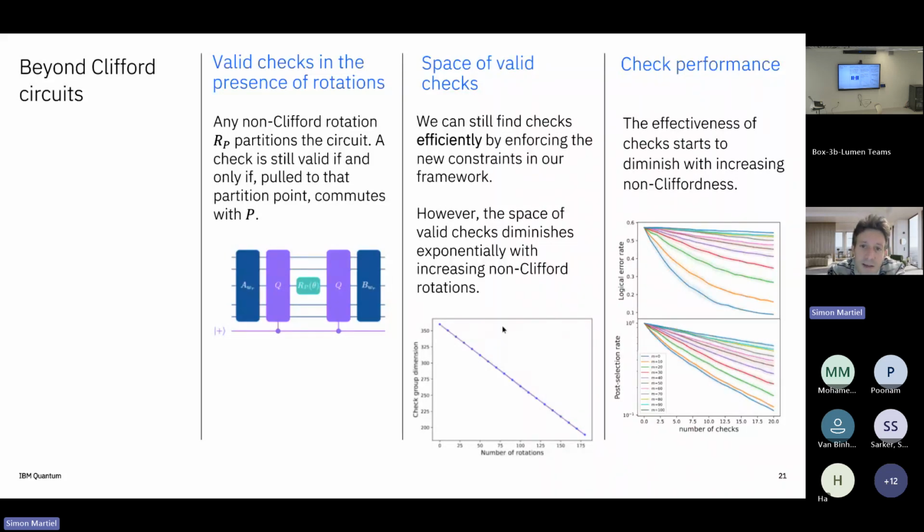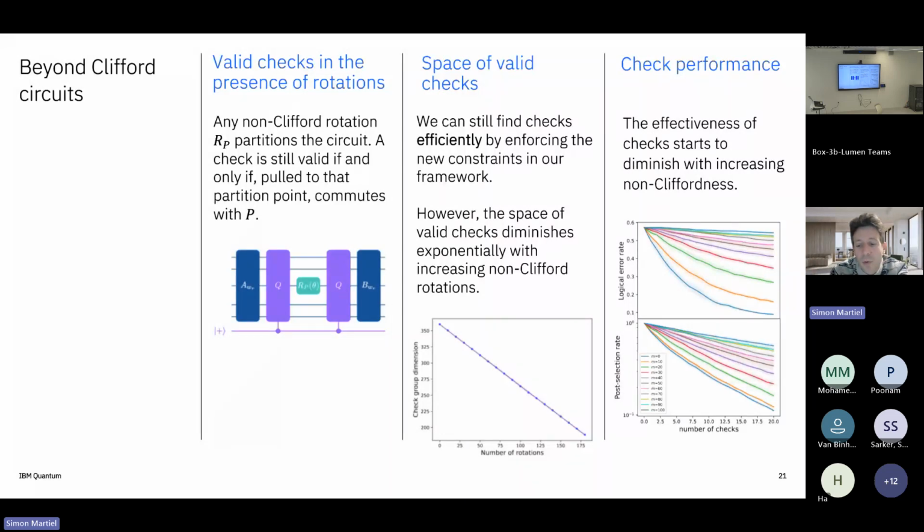The main issue is that if we look at the space of valid checks, that's basically the kernel of this B matrix we saw before. They form a linear space in the kernel of this matrix. And we can look at the dimension of this space. And we can show easily that every time we add a non-trivial rotation, a non-Clifford rotation inside the circuit, we reduce the dimension of this space of valid checks by 1, meaning that we effectively divide by 2 the number of valid checks we have access to.